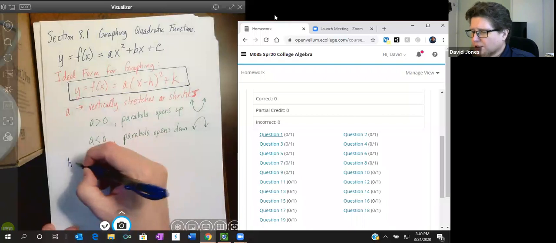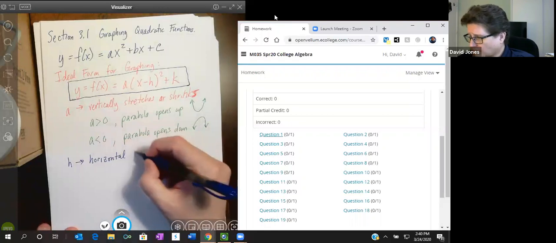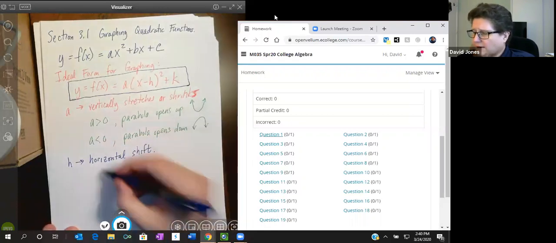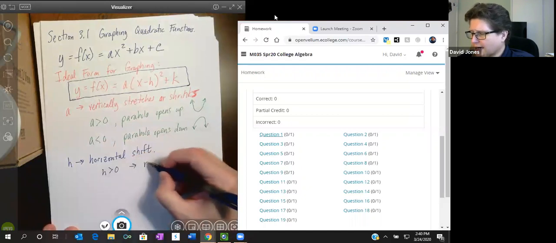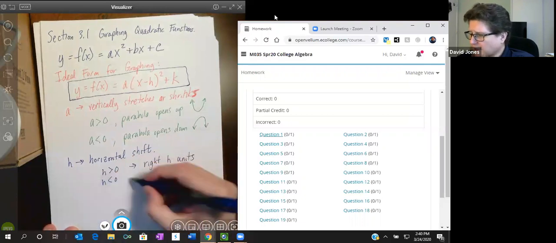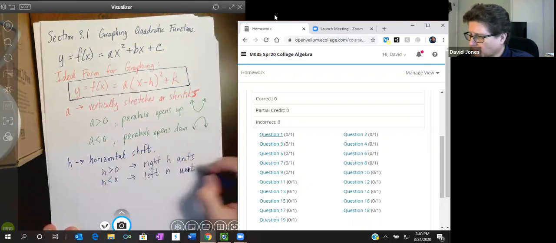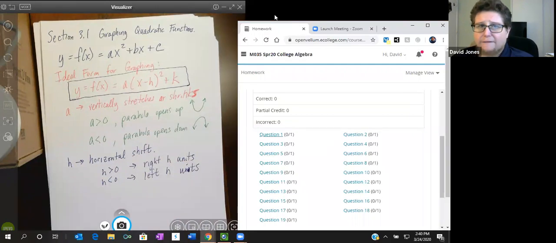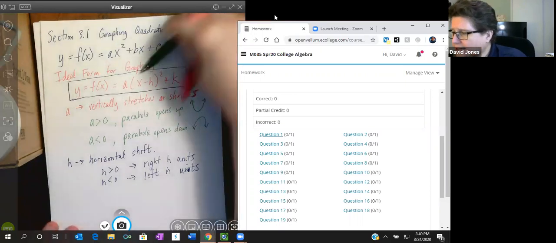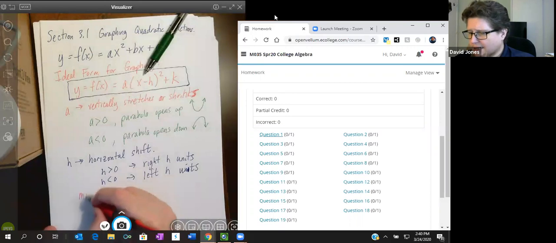The h represents a horizontal shift. H greater than 0 means go right h units. H less than 0 is left h units. And it's very, very important to note, very, very important. See that minus sign right there? That minus sign is not part of h.